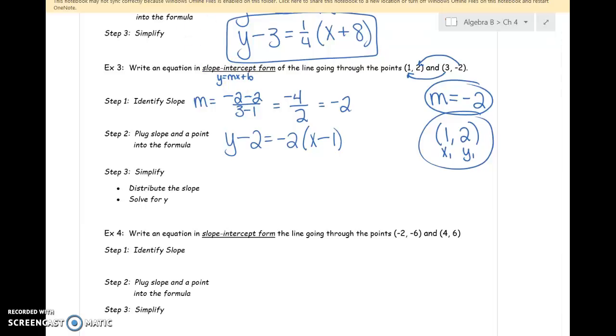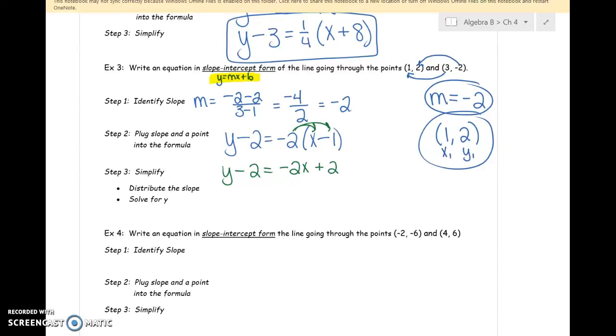Now, we want our answer to look like what I just highlighted, y equals mx plus b. So, we need to simplify, and the first part of simplifying is distributing the slope. Into these parentheses, we can take this -2 and distribute. So, y minus 2 equals -2 times x is -2x. -2 times -1 is +2. Now, notice the right side right now. -2x plus 2. That looks like what we want it to look like. But the left side should just be y equals.